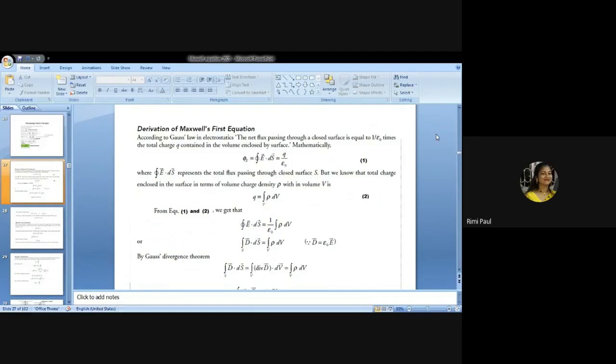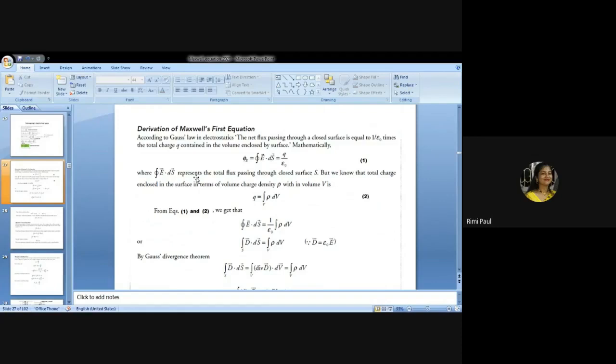So we can write that phi E is equal to the closed surface integral E dot ds, which is equal to Q by epsilon naught. Epsilon naught is the permittivity of free space. One is permeability, now it is permittivity. And Q is the total charge, and this is the closed surface integral of E bar dot ds bar. E bar is a vector, ds is a vector, right? So the closed surface integral of E bar dot ds bar represents the total flux passing through this closed surface.